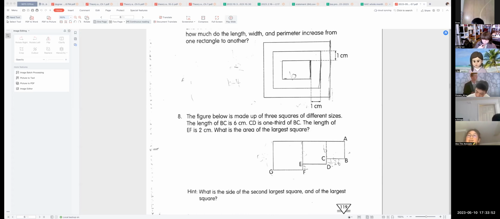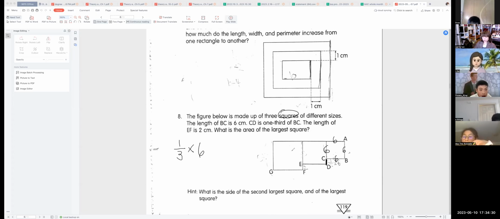I don't get this one. Okay, so let's take a look at this one. The figure below is made of 3 squares. The most important thing, they're squares, okay? When they're told it is a square, that means each side of each square is the same. Because BC is 6, I'm going to put 6 for every one. CD is 1/3 of BC, so CD equals what?